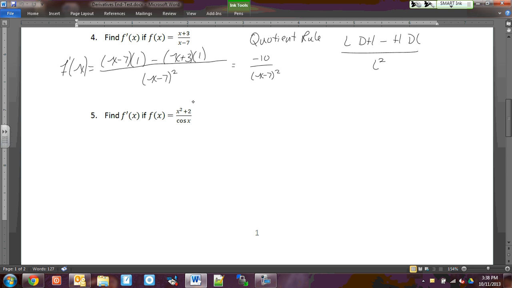All right, let's look at this one now. So same deal, low d high, minus high d low. So low is cosine of x, d high is 2x, minus high, d low, over low squared.